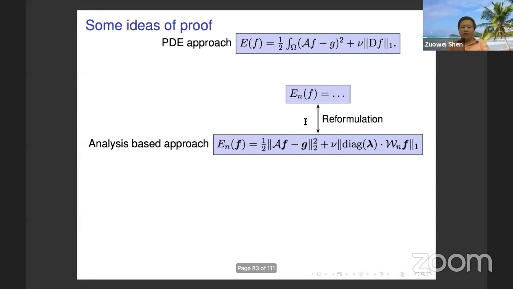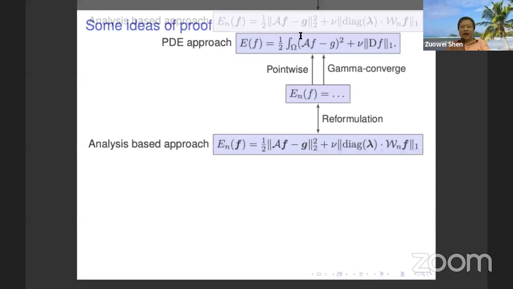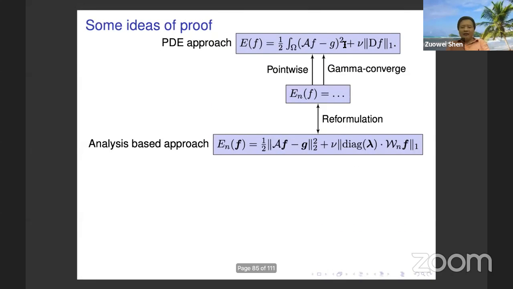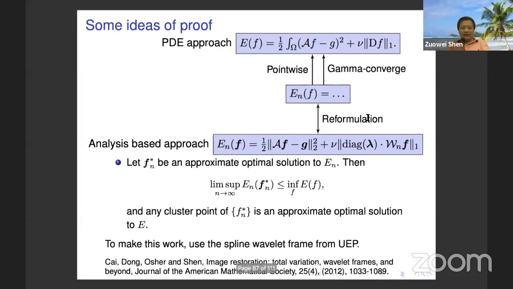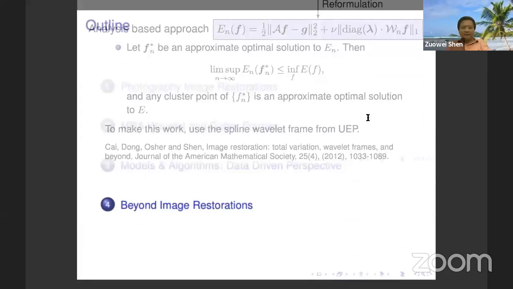This is the two equivalent problems. We first can prove this E_N f converges pointwise to this, and also gamma converges. As a result, any sequence of approximate solutions for this problem satisfies this inequality, and any cluster point of that is an approximate solution of the original TV model.